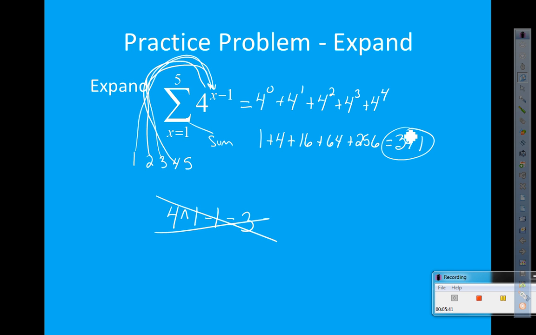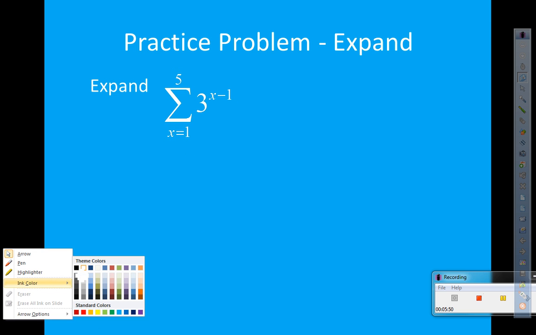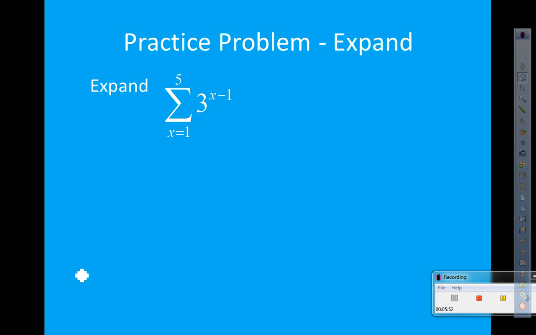Okay. I got a couple more expands for you, but that's the gist of how they go. So here's my next one. 3 to the x minus 1, it's going to look exactly like the one we did. I'm going to ask you to use 1, 2, 3, 4, and 5. Do the exponent in your head.